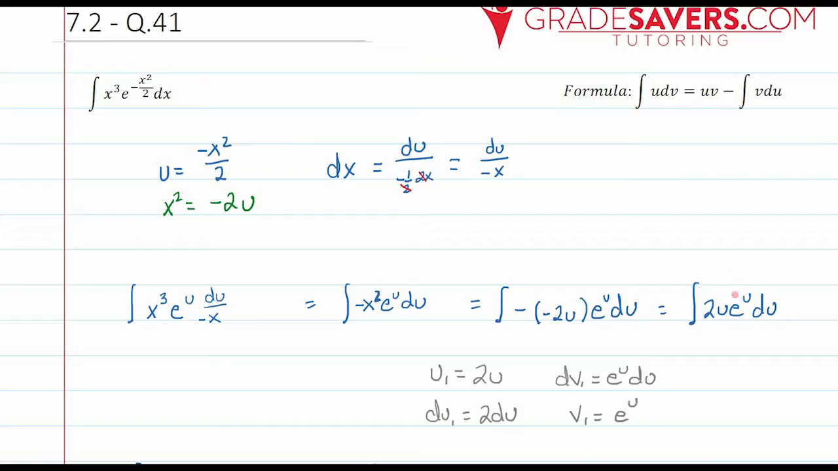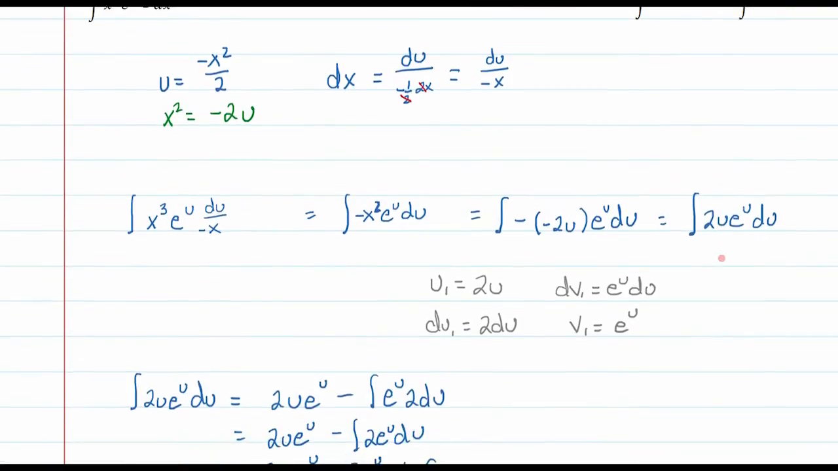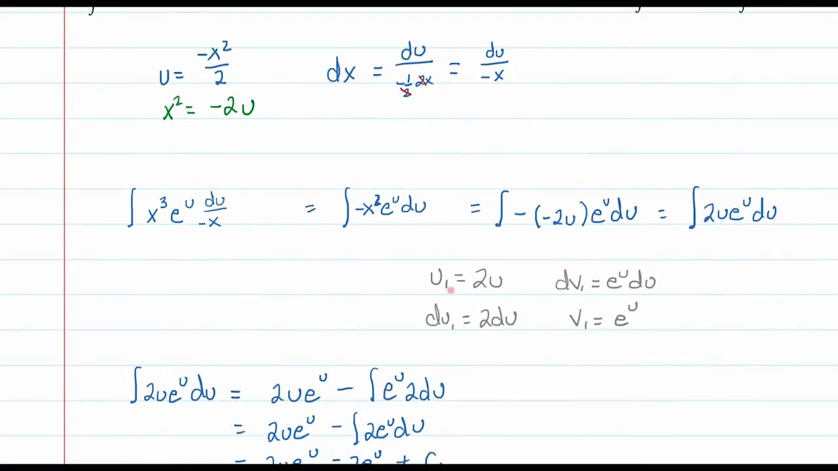And now this integral here is something where we can use integration by parts. And we need to select a u and a dv. So for simplicity's sake, I have called it u1 and v1 since we used u already here once. So u1 is equal to 2u, which means everything else that remains is our dv, which will be e to the u du. In order to find du1, we simply take the derivative of 2u, so that's 2, and we slap on a du. In order to find v1, we integrate e to the u du, or find the antiderivative of e to the u, and that is e to the u.